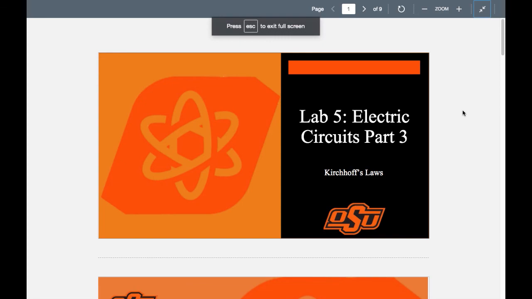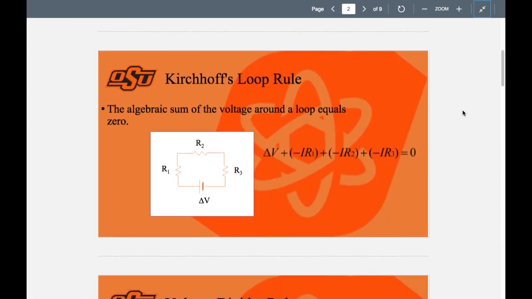So the project in Lab 5 is to build DC circuits, DC resistive circuits, and actually test out Kirchhoff's rules. So in our first slide, we see a statement of Kirchhoff's loop rule for a circuit with 3 resistors like I drew just a moment ago. Here they have the battery written as delta V instead of epsilon like I had it. That doesn't make any difference. And then also notice that for each of the voltage drops across the resistors, they've gone ahead and written minus IR1, minus IR2, and minus IR3.